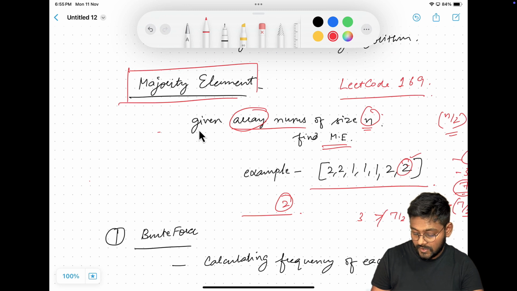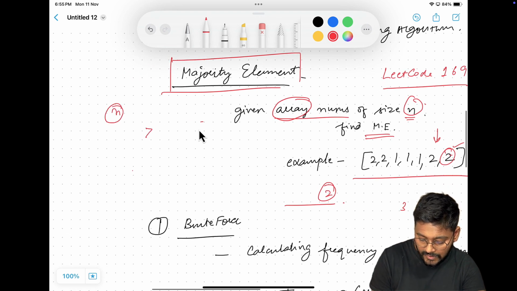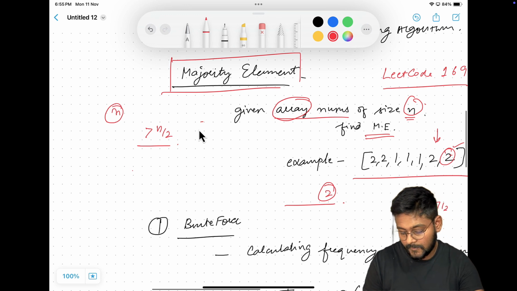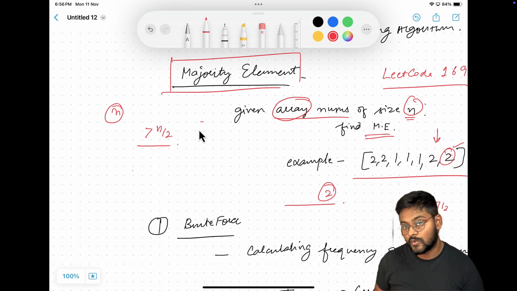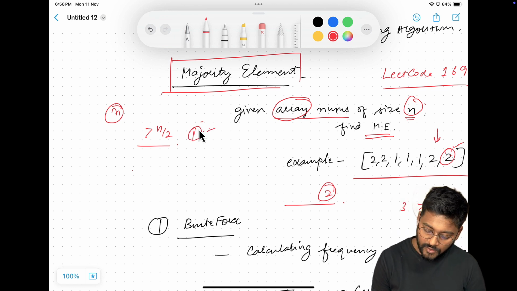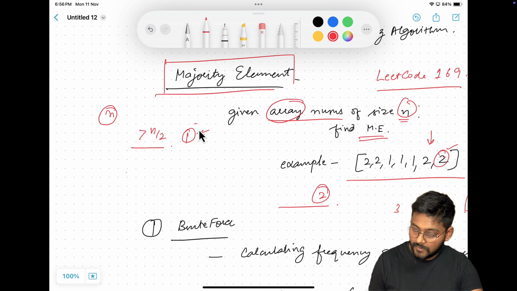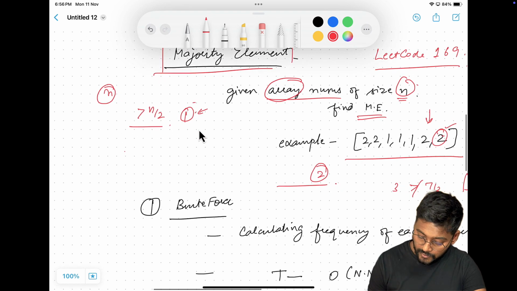Okay, the problem statement is clear to you, and let me ask you one question. How many majority elements can we have? If the array size is n and the majority element is appearing more than n by 2 times, it means more than half of the array is occupied by the majority element. So there is no scope for another majority element. So we have only one candidate for our answer. And we are also given in the problem statement that we can assume that the majority element definitely exists in the array. It means there is definitely one element which appears more than n by 2 times.